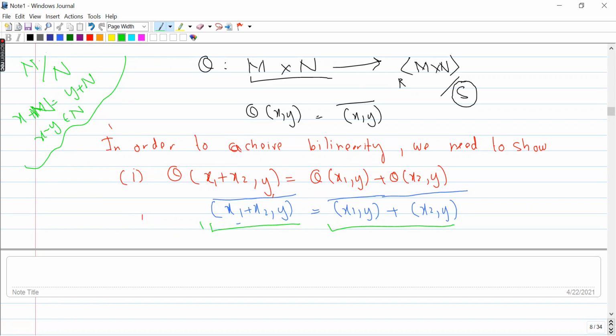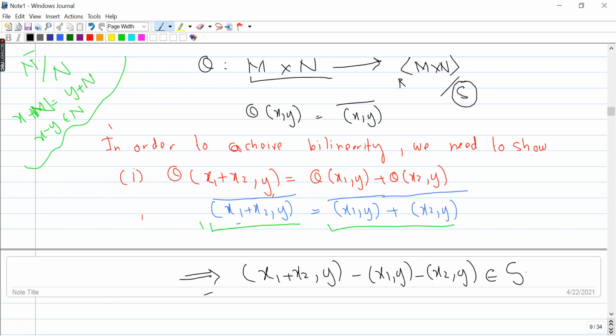So from the definition I can simply imply that x1 plus x2 comma y minus x1 comma y minus x2 comma y should be an element in S. So this class, any problem in this step?